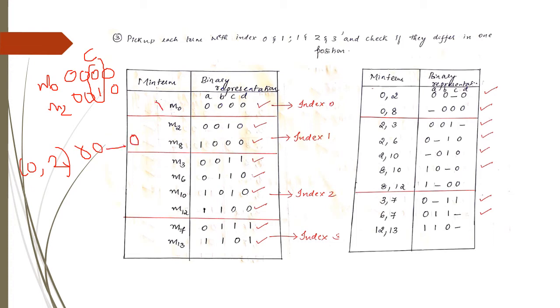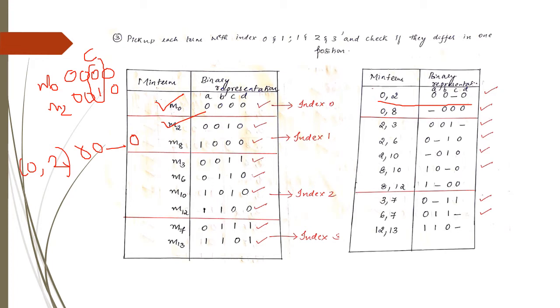Simultaneously, you have to put a check mark against these two cells, that is M0 and M2. That's what I have written here. So 0, 2 and 0, 8. Next check 0 and 8. Again, if you check, there is a 1 bit difference between 0 and 8.